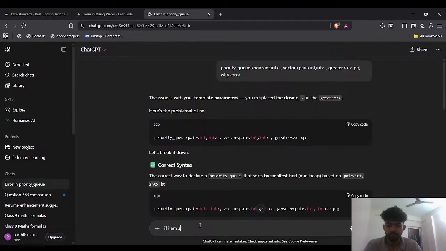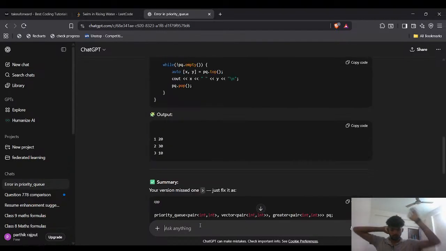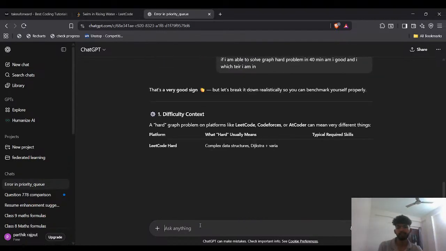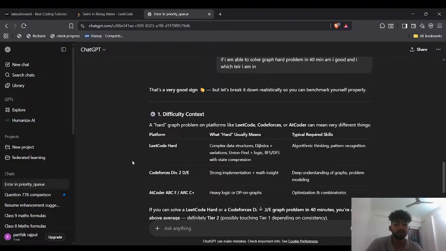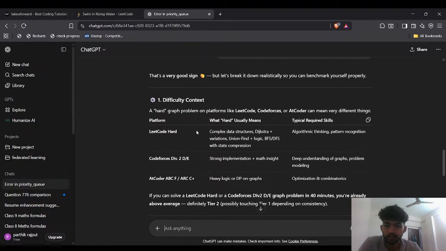If I am able to solve a graph hard problem in 40 minutes, am I good? And in which tier am I? But let's make it realistic so you can benchmark yourself properly. Okay, LeetCode hard. What hard usually means: complex data structure, Dijkstra variation, union logic, BFS statements, algorithm thinking, pattern recognition.